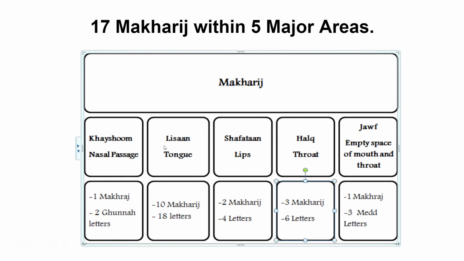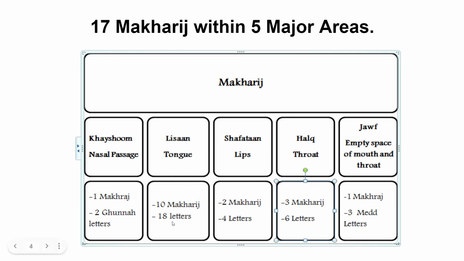Now, lisan, the tongue, is the greatest makhraj. Most of the Arabic letters come from al-lisan. Here you see there are 10 different makharij. So you can use the tongue in 10 different ways in order to make different types of sound. If you use the tip of your tongue, this is 1 makhraj. You will get a different sound than if you use the back of your tongue, for example. So there are 10 different areas of the tongue that you can use in order to get different sounds, which is the most out of any of these.